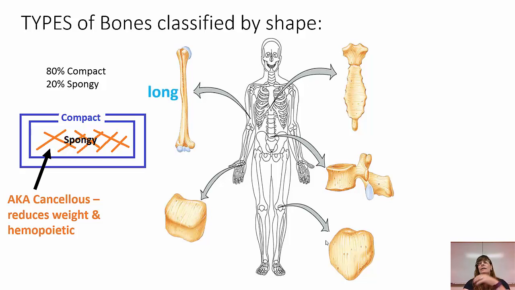So a long bone, as the name implies, is long, so longer than it is wide. A short bone is, as the name implies, again, short, so just as wide as it is long. A flat bone, again, as the name implies, is flat. And an irregular bone, guess what, as the name implies, is irregularly shaped. And then we have sesamoid bones, which the main one is the patella, or your kneecap.